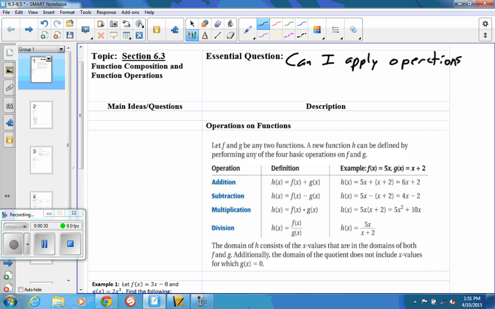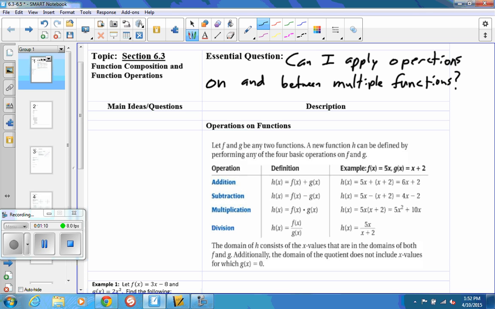Can I apply operations? That should be on and between multiple functions. So, let's talk about operations. We'll do a few different kinds of operations. The first four are the four most basic. So operations, we think of the order of operations. We have multiplication, division, addition, and subtraction, right?